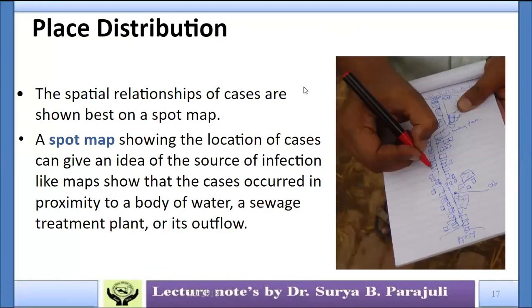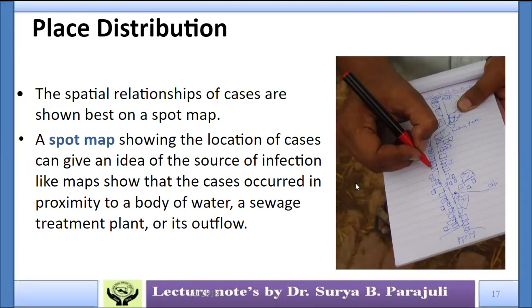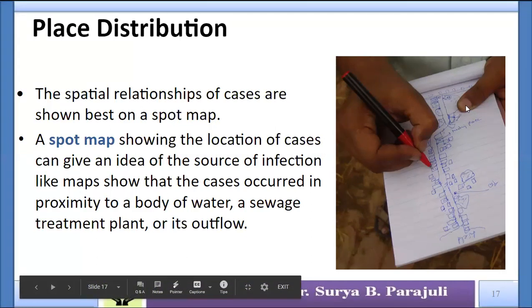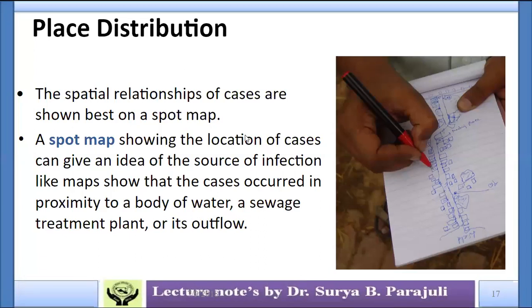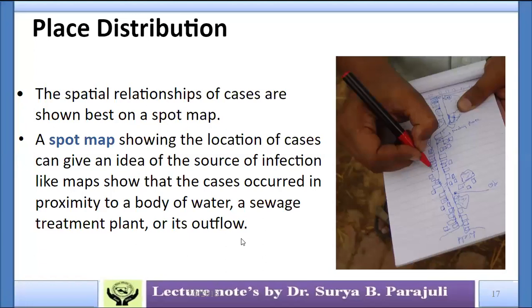Okay. Another one is place distribution. In our field program, we used to have this type of mapping. Okay, house mapping, and this is called place distribution or spot mapping. You can find these are the spots, these are the different households. The spatial relationship of cases is shown on the spot map. A spot map showing the location of cases can give an idea of the source of infection, like cases occurring in proximity to a body of water or a sewage treatment plant or its outflow.